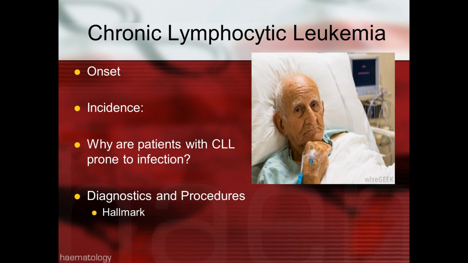Diagnostics, again, the book is pretty vague, but it talks about a hallmark of CLL being an isolated increase in lymphocytes. The white blood cell count is usually greater than 20,000 per microliter of blood and may even be elevated to several 100,000. 75 to 98% are lymphocytes.